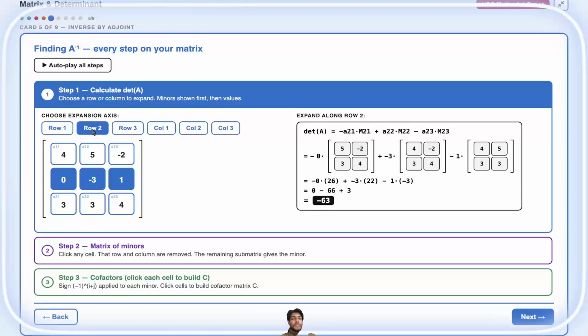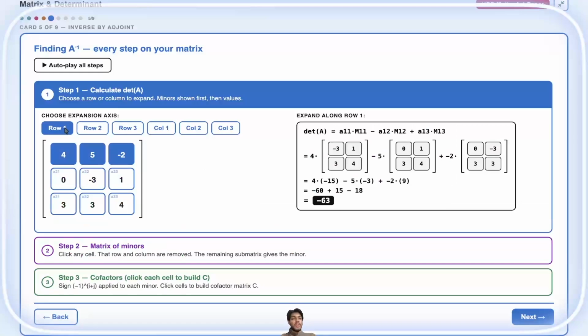So how do you actually find the determinant? When you choose a particular row or column, we multiply each element by its minor, and then we sum them. So we are multiplying 4 by its minor here, and in the next step we are going to become familiar with minors. Then we multiply 5 times its minor and minus 2 times its minor.